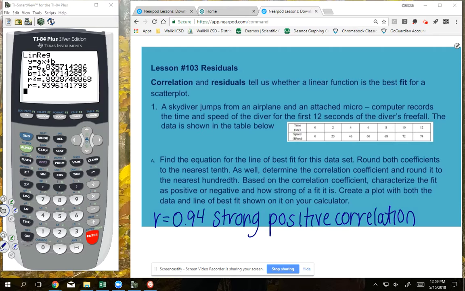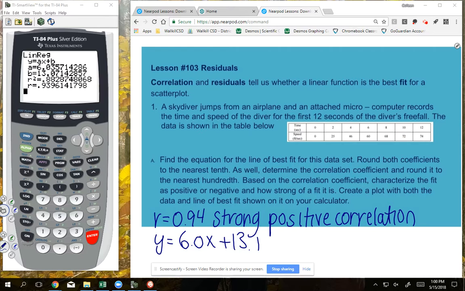And our equation, if we round like it says to round everything to the nearest tenth, we get y equals 6.0x plus 13.1. Who agrees with both of those? Is that what you guys have in your calculator? We're good? Yes? Okay, so remind me guys, the y-intercept is what in this equation?